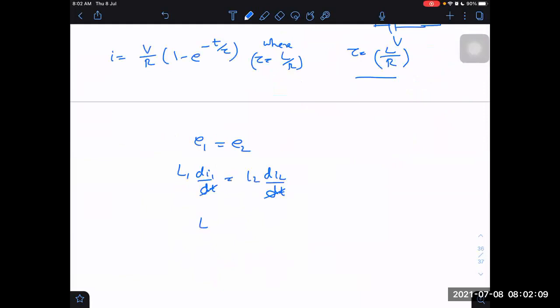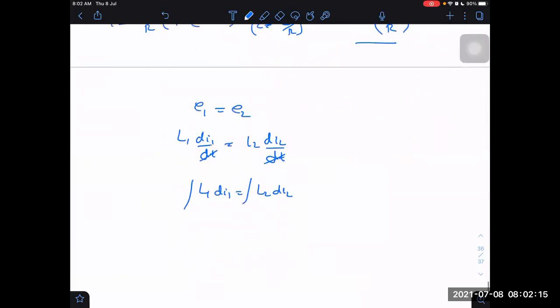Cancel dt. L1 into di1 will be equal to L2 into di2. And then integrate both sides. Then we get L1 into I1 will be equal to L2 into I2, if the initial currents were 0 to I1 and 0 to I2.